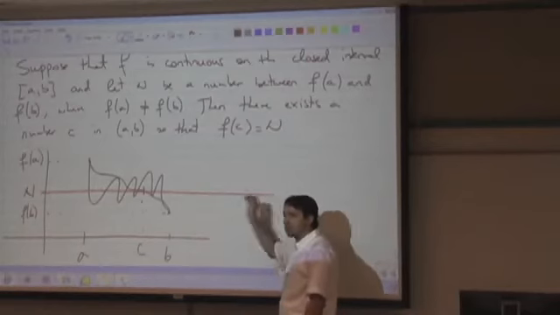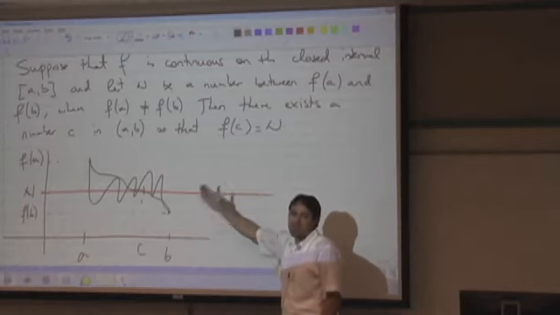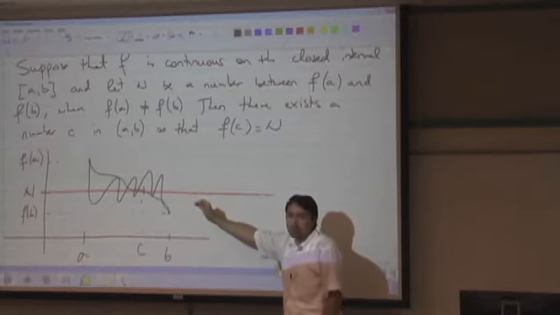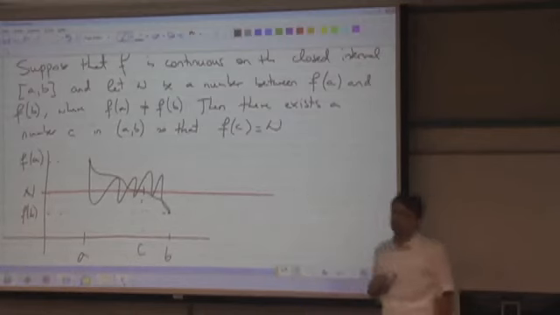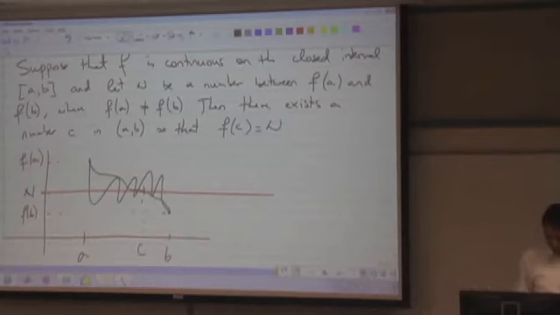What it says is it has to cross at least once. Why? Because it's continuous, and that's the key idea. The key idea is the fact the function is continuous, which means the line cannot be interrupted. Okay? That being said, the last problem you have to do is problem 38.